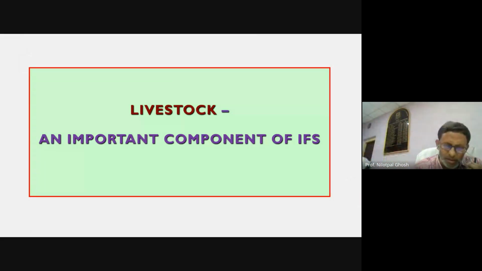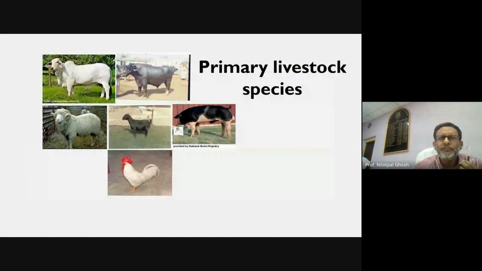You can go through any annual report of the concerned department or the website of the specific institute for agriculture, horticulture, fishery, whatever. But I want to show you how the livestock component is specialized at this point. And we want to integrate this livestock in the integrated farming system. Now, these are the primary livestock species which can be integrated with the farming system: cattle, buffalo, sheep, goat, pig, and poultry.